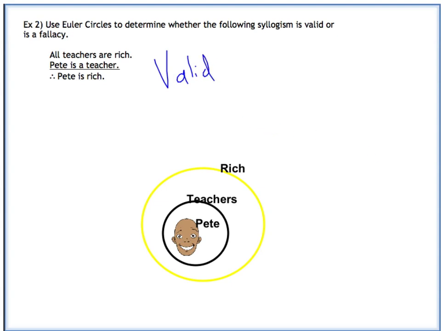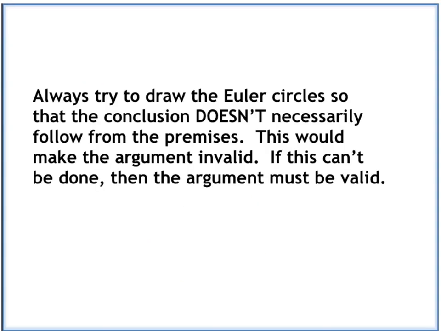All right, let's keep on going. Here's a big thing, and you can see the font got bigger. It says always try to draw the Euler circles so that the conclusion doesn't necessarily follow from the set of premises. So this would make the argument invalid. Now if this can't be done, then the argument must be valid. Okay, so we try to draw it so that it doesn't work. If we can't do that, then it's got to be valid.